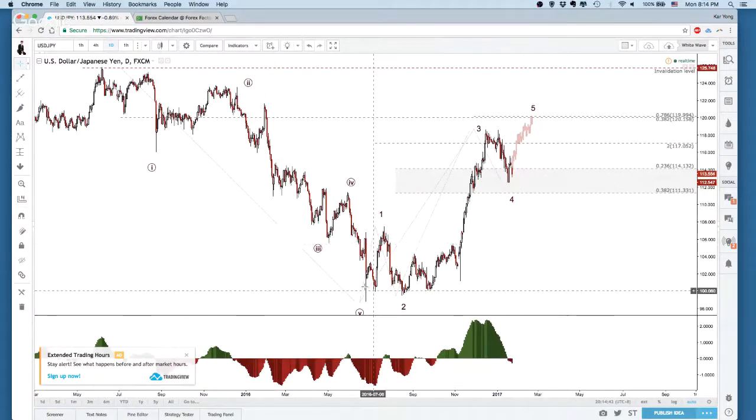Okay, this move can still go higher up to around 1.2015 or 1.20. Then that is the area in which potentially there is going to be a significant drop as well.